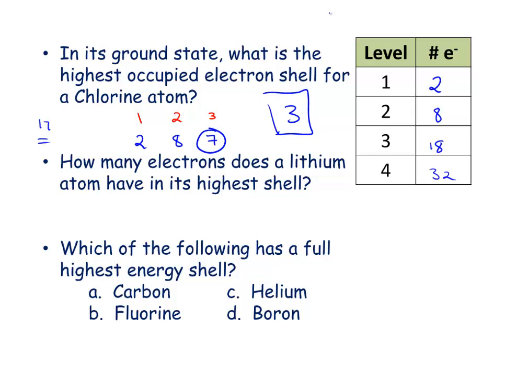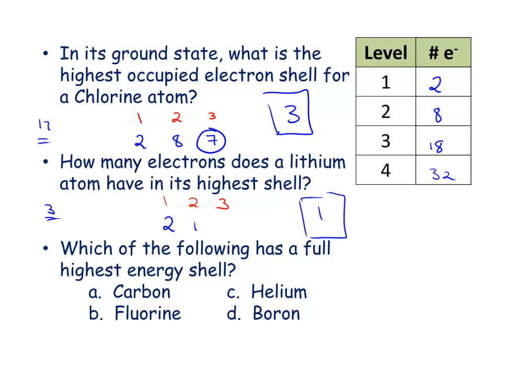How many electrons does a lithium atom have in its highest shell? Again, we could say, well, how many electrons are going to go in each shell? For lithium, it's atomic number 3, so it's going to have 3 electrons total. The first 2 of those electrons can go in energy level 1. The next electron will go in energy level 2. So, lithium is going to have 1 electron in its highest energy shell.